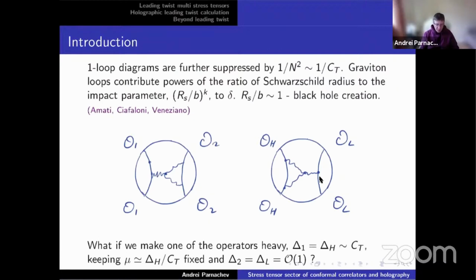Now, the question is, what happens if we make one of these operators heavy? So let's say we keep O1, the conformal dimension of O1, to be order 1, but we make the conformal dimension of O2 to be of the order of C_T. And as usual, we take the limit of very, very large C_T. Then this diagram actually dies because the coupling to the heavy state by the graviton is enhanced by delta heavy, and this is the only diagram that survives. So this is some kind of interesting regime from the point of view of gravity.